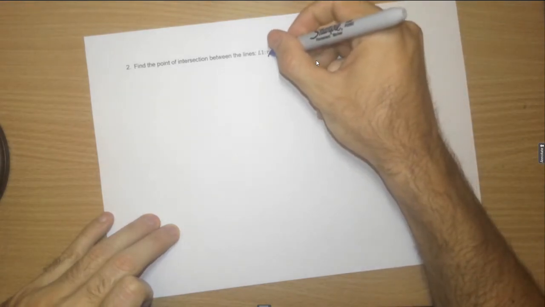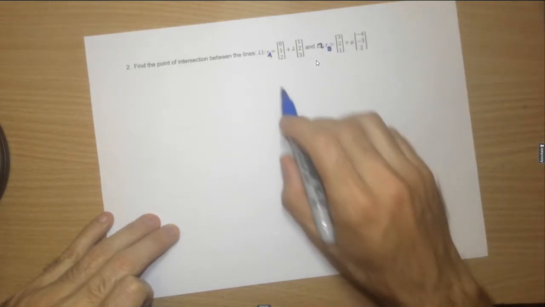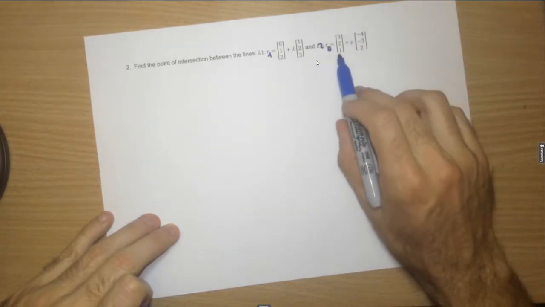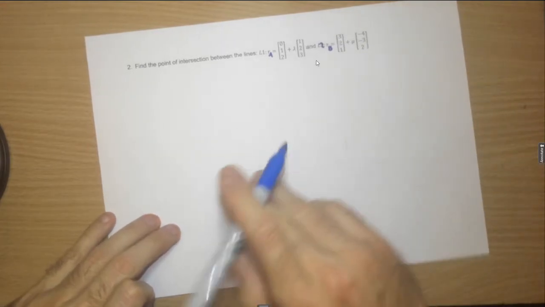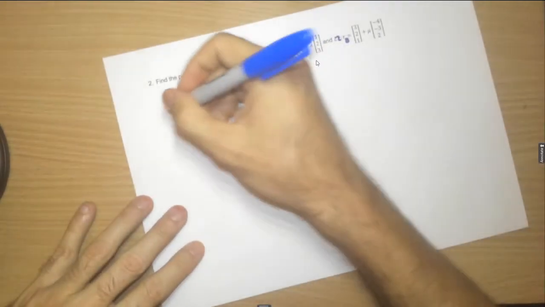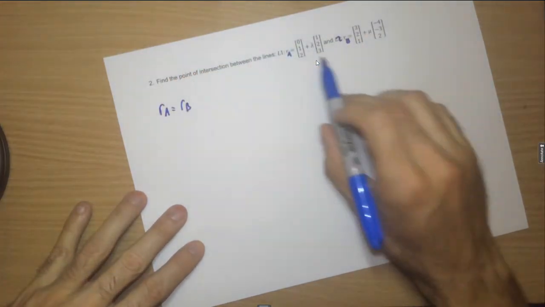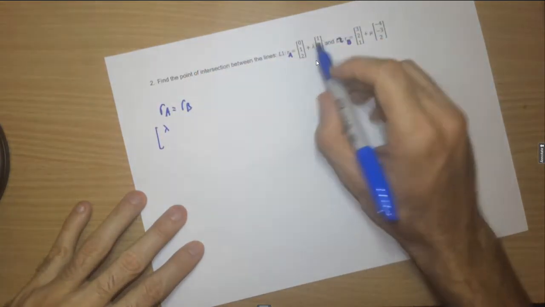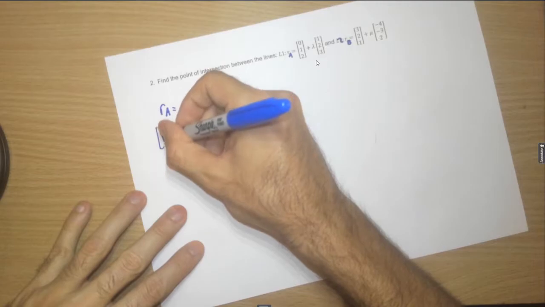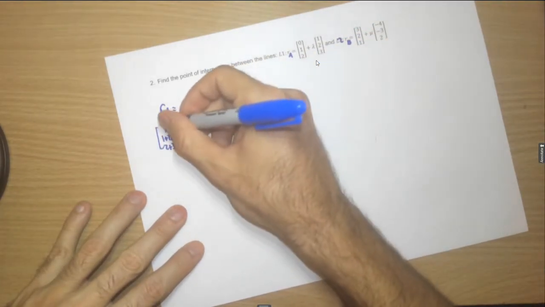Now I'm going to call this line A, and I'm going to call this line B. That should be line 2 there as well. Okay, so that's line A, that's line B, and we're going to find the intersection between line A and line B. Again, what I'm going to do is set it up saying that RA equals RB, and then we're going to write this as a single term here. So that's just going to be lambda, 1 plus 2 lambda, and then 2 plus 3 lambda.